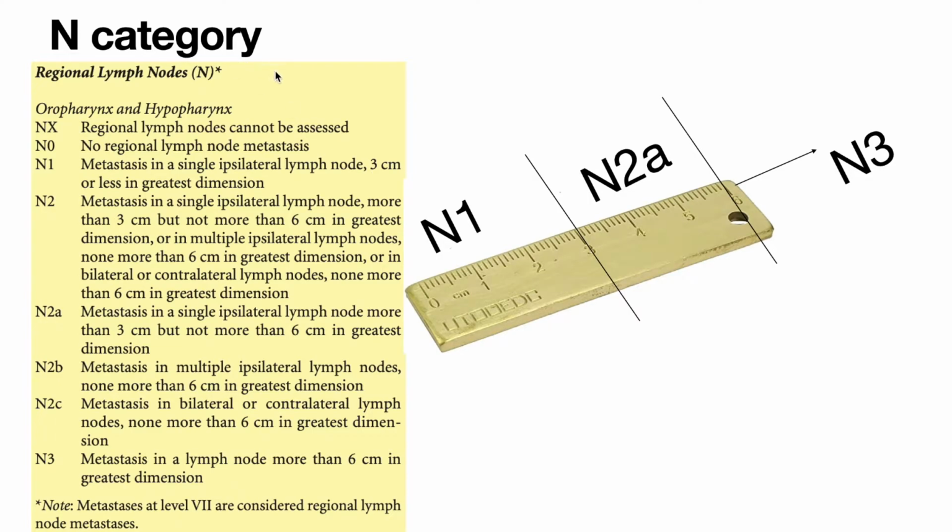In terms of N classifications, N1 disease is a node 3 centimeters or less on the ipsilateral side. N2 disease is split into N2A, N2B, N2C. N2A is a single node greater than 3 centimeters. N2B is multiple nodes. N2C is involvement of the contralateral side. And N3 disease is a lymph node greater than 6 centimeters in dimension.